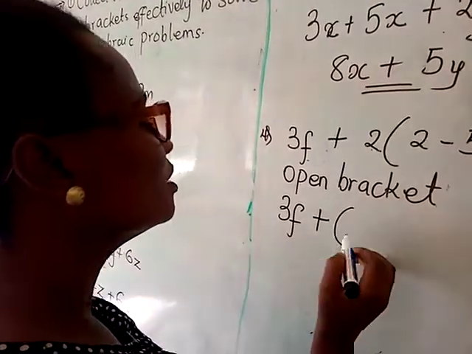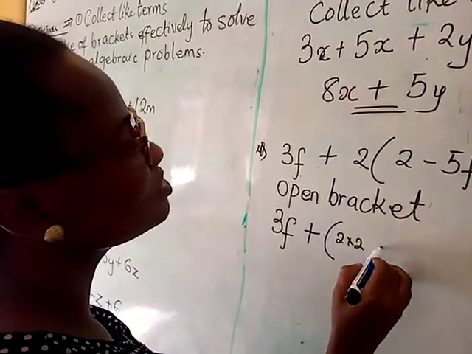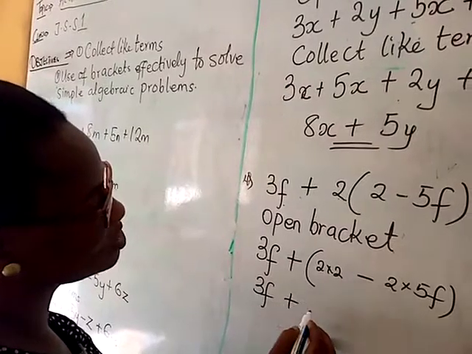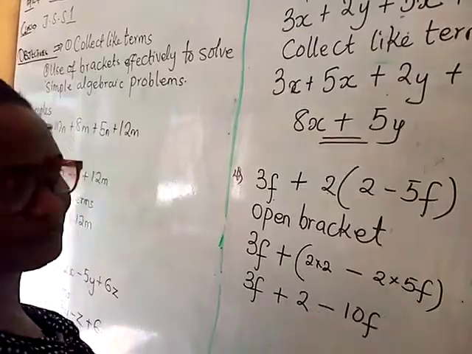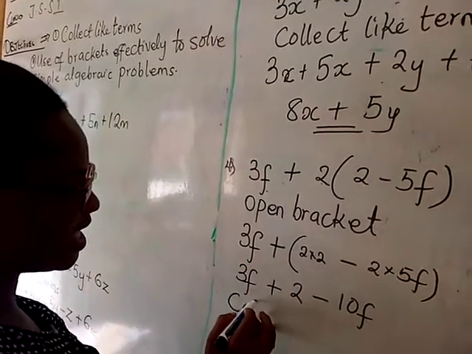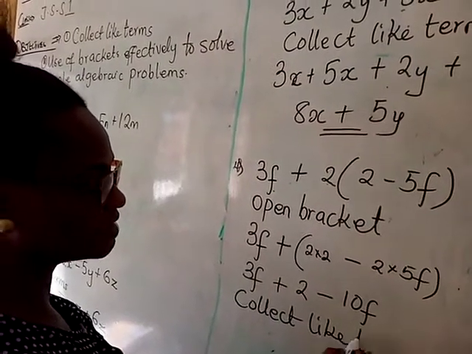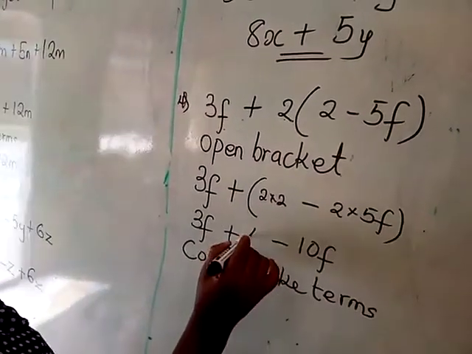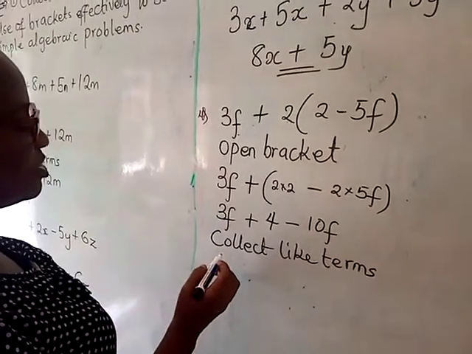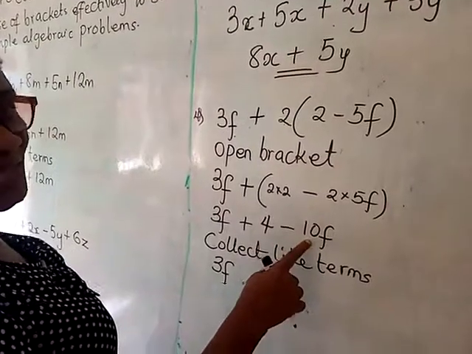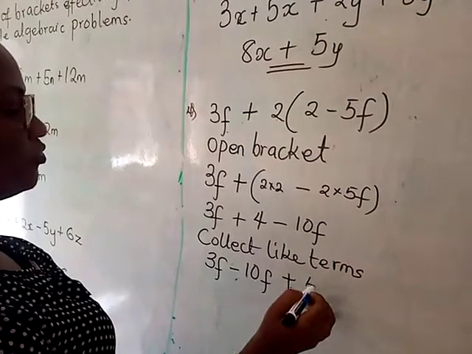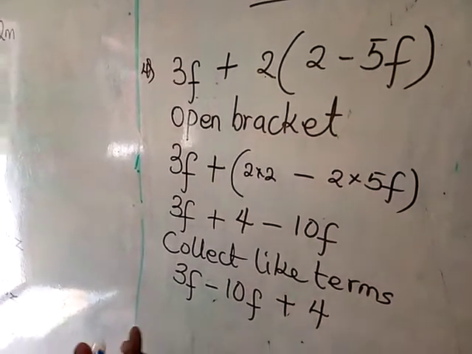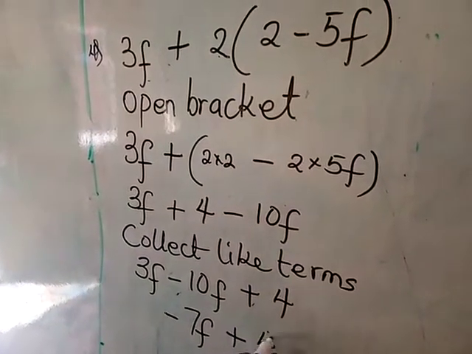Or maybe let me do it this way. That means 2 times 2 minus 2 times 5f. So to open the bracket, it gives you 3f plus 4 minus 10f. Is that clear? So we now collect like terms, because we are not in like terms. 2 times 2 will give us 4. So for us to collect the like terms, it will now be 3f minus 10f plus 4. 3 minus 10f will give us minus 7f plus 4, which is our answer.